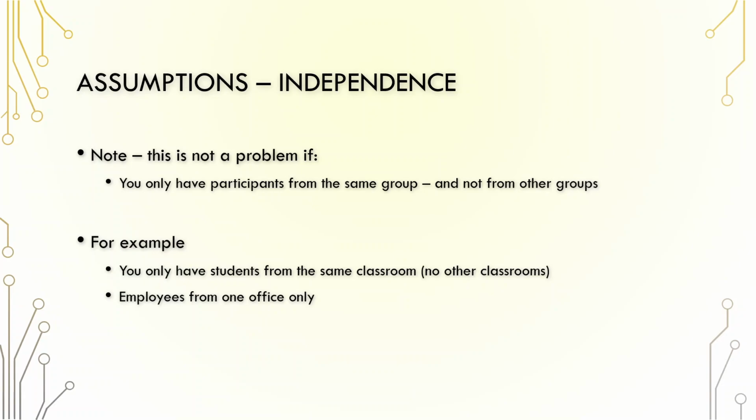Sorry, I'm not saying that quite the right way I intended. It's not a problem if you only have people from one group. So if we did a study, and we only looked at those in our classroom, that's fine. But as soon as we include other classrooms, now we're violating that assumption. Theoretically, I could look at people from just one family, not a problem. But as soon as I have multiple families and multiple people from each family, now I've got a problem.